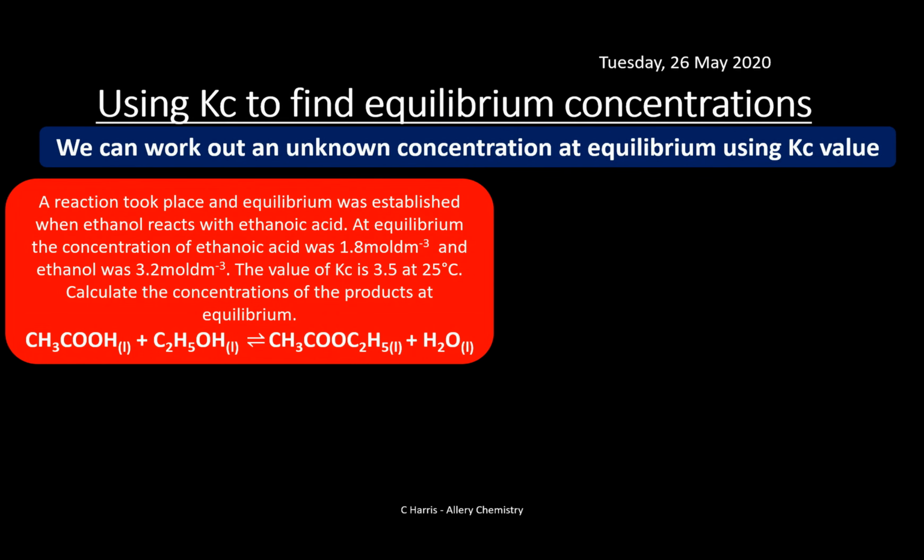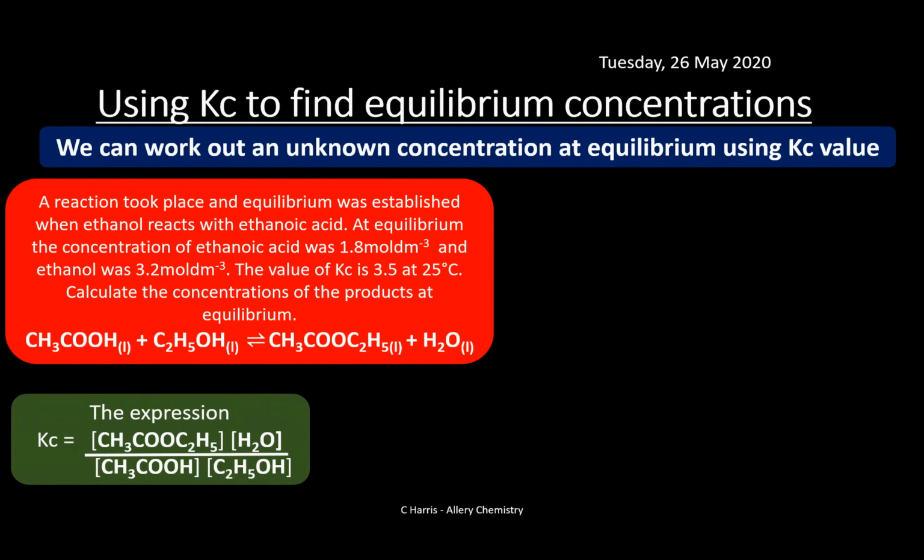You can see here that we've got our reaction. This is an esterification reaction. We're taking a carboxylic acid, as you can see there, reacting it with an alcohol, and we're going to form an ester plus water in this example. So the first thing we need to do is write down our Kc expression. Our Kc expression, remember, is products over reactants.